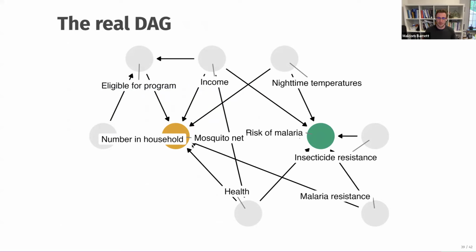So what is new about this graph is this variable down here, malaria resistance, that has an arrow going into risk of malaria and an arrow going into mosquito net. So that's that relationship that I just showed you. And this DAG presented here is the actual data generating mechanism for the simulated data set.